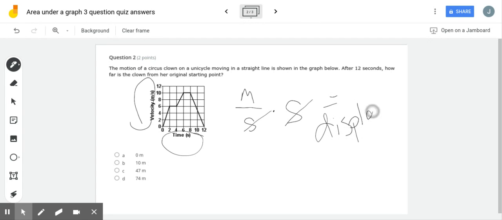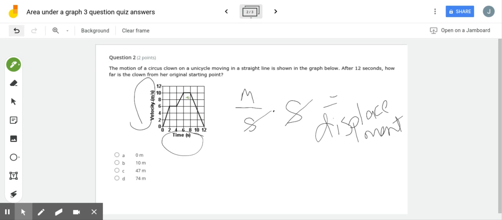Okay, so here's what I did. This is a multiple choice question, so I don't really need to know exactly how far it is. I just need to have an estimate. And so I know that the area of this is going to be equal to the displacement. Here's the deal. I don't want to calculate that. I would have to break it up. So what I'm going to do is figure out each square.